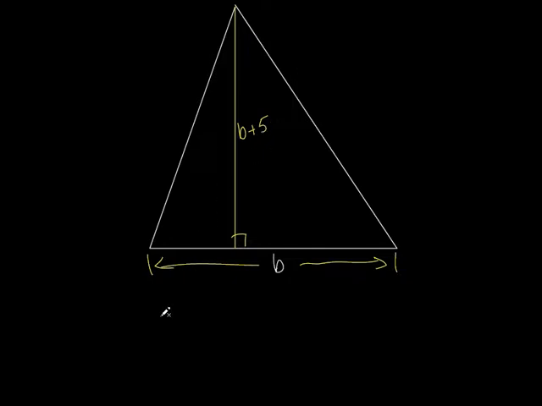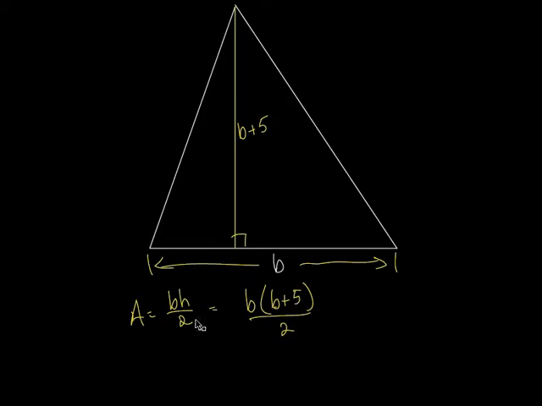All right, so let's take a look. We want to find the area of this triangle right here. How do you find the area? It's the base times the height, divided by 2. So what is the base of this triangle? It's b. Times the height, what's the height? b plus 5. And it's over 2.